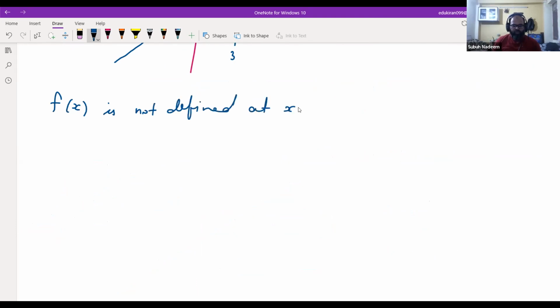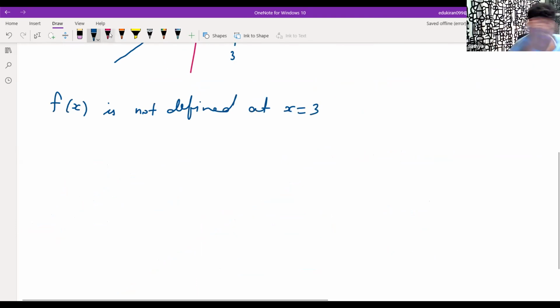Do you want to write that above portion? Yeah, yes. Okay, so just write it.